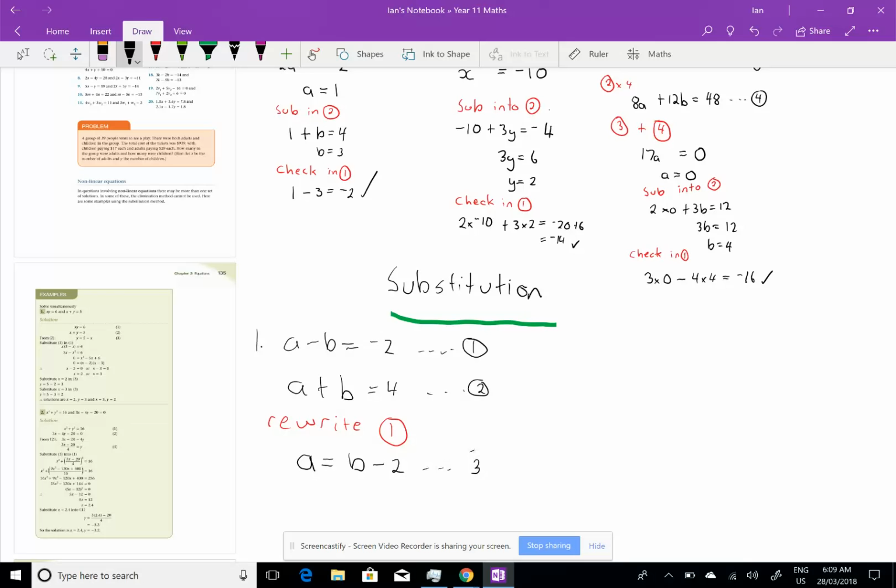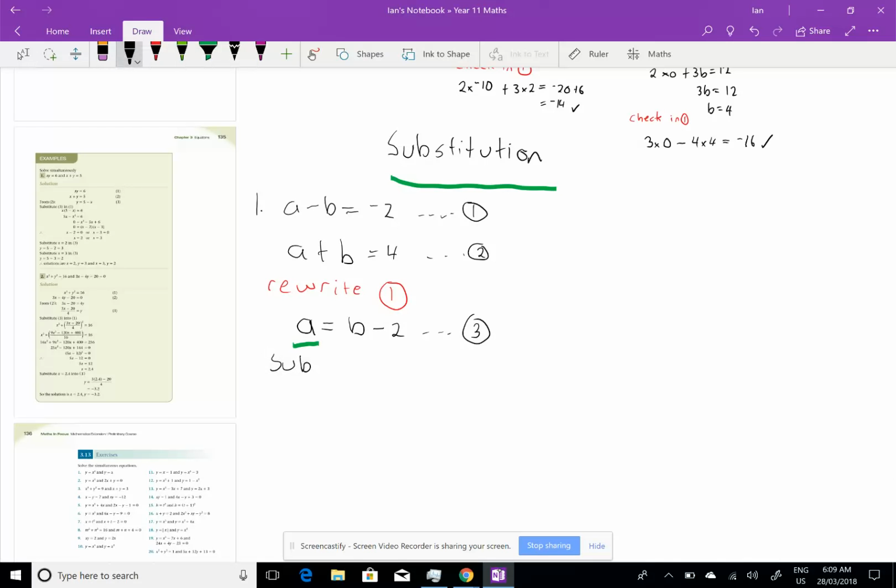Now I have this equation number 3 and I can do substitution because the a is written as the subject. That's what you want to do. So I'm going to sub 3 into 2, which means everywhere there's an a, I'm going to put that. So here I go. a plus b, sorry, I'm going to put it in for the a. So I'm going to get b minus 2 plus b equals 4.